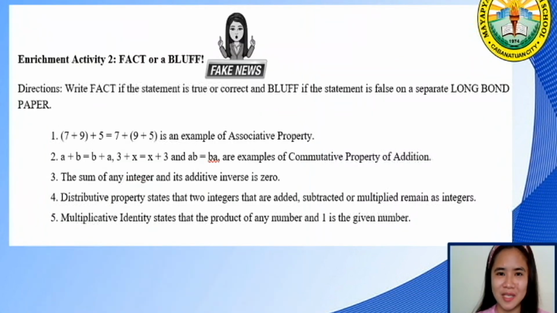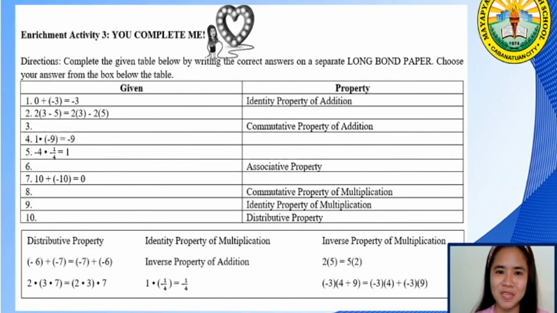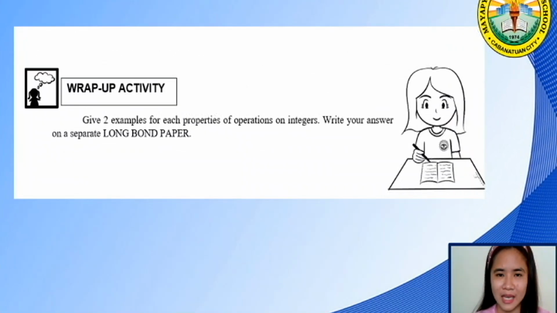For enrichment activity number 2, you're going to write fact if the statement is true or correct, and bluff if the statement is false on a separate long bond paper. For enrichment activity number 3, you're going to complete the given table below by writing the correct answers on a separate long bond paper. Choose your answers from the box below the table. And for your wrap-up activity, you're going to give 2 examples for each property of operations on integers. Write your answer on a separate long bond paper.